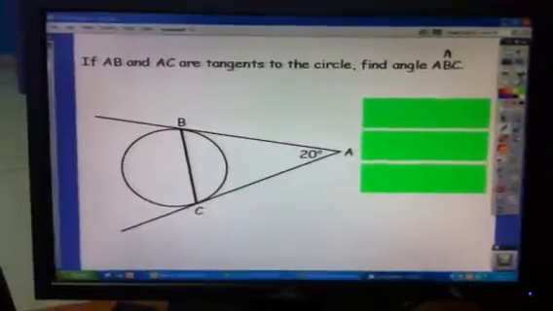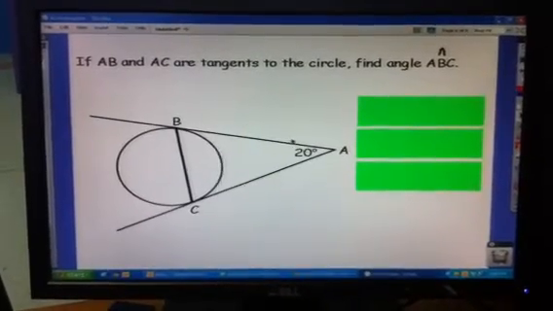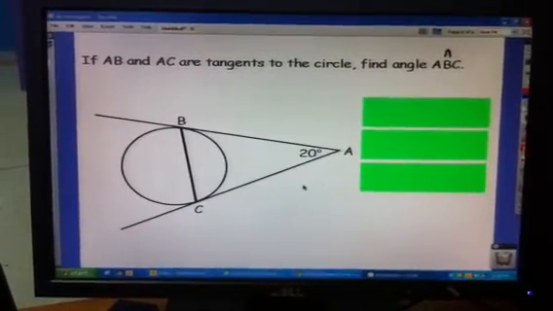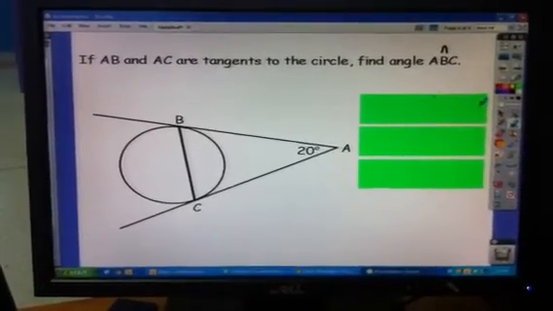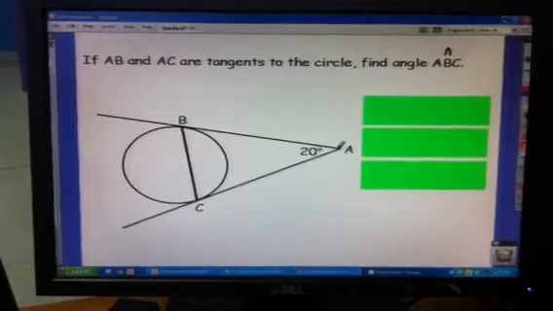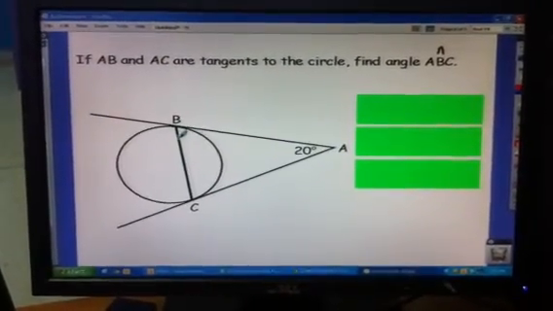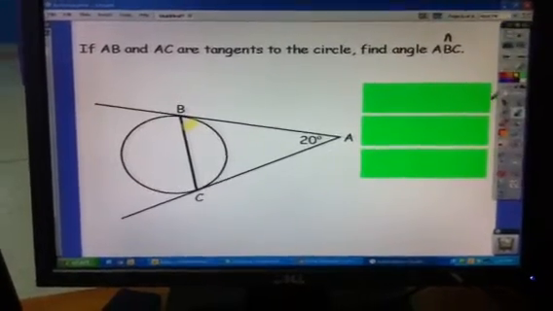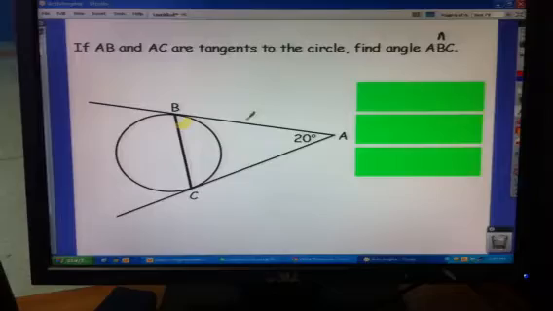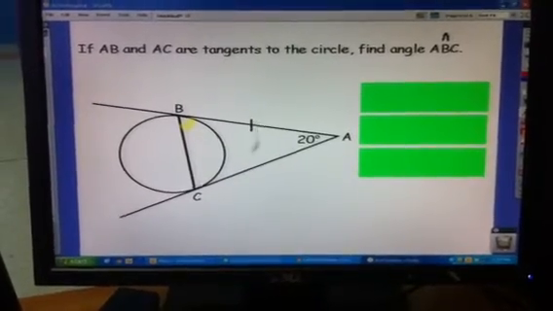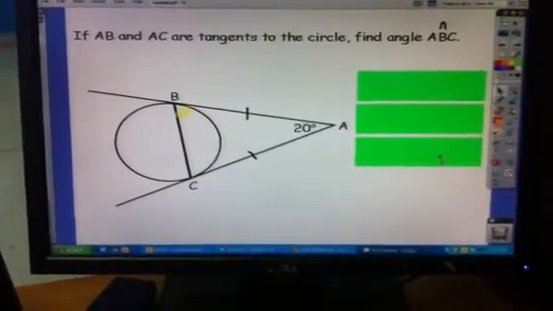So here's an example for that. If AB and AC are tangents to the circle, find angle ABC. And remember, we want the angle that's in the middle of those three letters, A to B to C. We want the angle here. Well, if AB and AC are tangents, then that must mean that A to B is the same length as A to C. So we have an isosceles triangle.